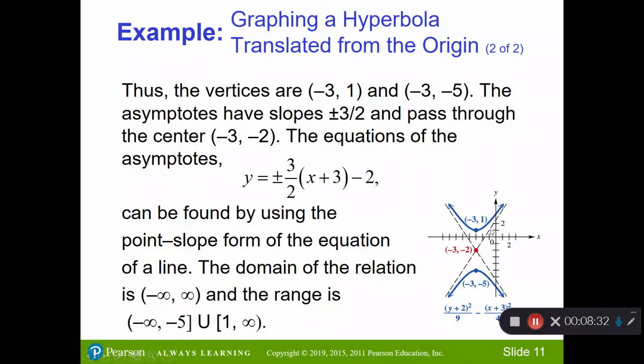So we're going to go over 2 and plot the point here for our box. Then draw the asymptotes through them, draw our graph.